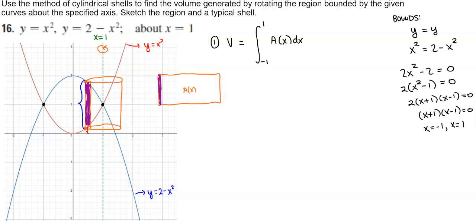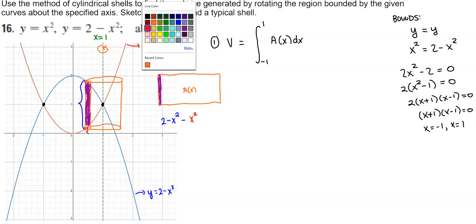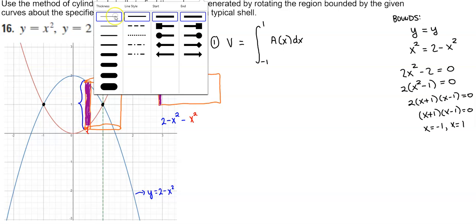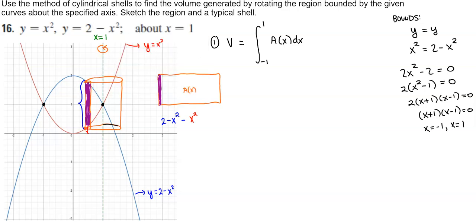So what we're going to do is take that function, which is 2 minus x squared, and then subtract the red function, which is x squared. Okay, now that we have that, we want to take a look at the base, which is this cylinder. If we take a look at that cylinder, we want to be able to find the circumference of that cylinder. So that means that we're looking for this right here.